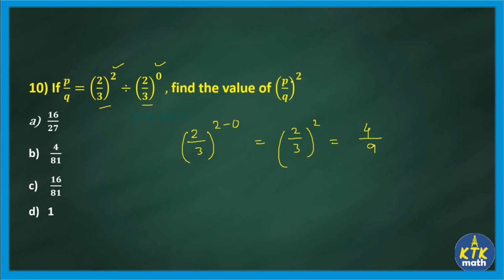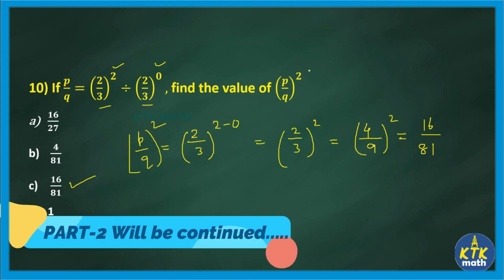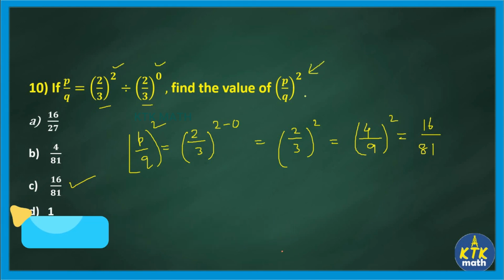But what are they asking? P by Q the whole square. What we got is P by Q. Now they are asking us to further square it. So again square this one. What are you going to get? 4 square 16, 9 square 81. So you must be very careful with the question, what they are asking and what they gave. First we simplify this to get the value of P by Q, and then we write its whole square. So P by Q the whole square is 16 by 81.